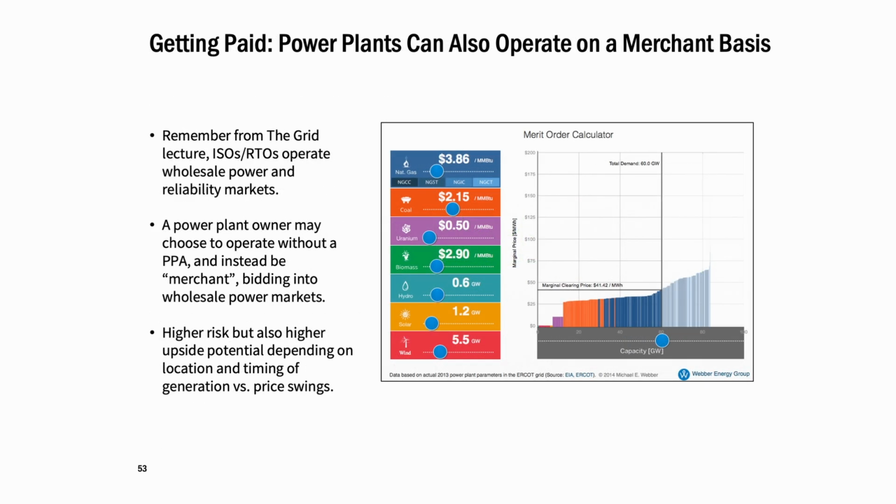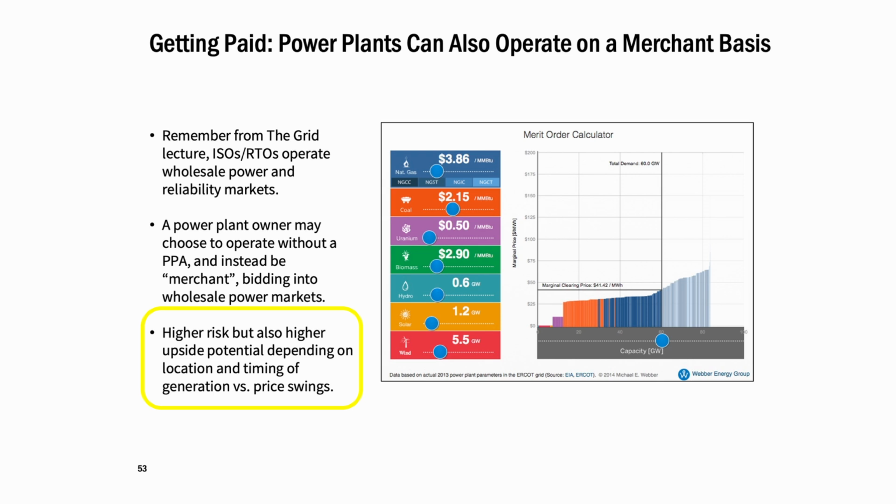And we talked a little bit about PPAs for the grid lecture, so I won't spend too much time on that. Power plants could also operate on a merchant basis if they're located in a competitive wholesale electricity market, and they can just sell power into the wholesale market on an hour-by-hour or day-to-day basis. One of the potential downsides of that is, you're exposed to price volatility on the market, right?